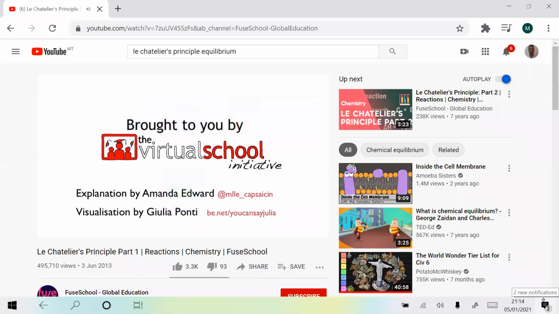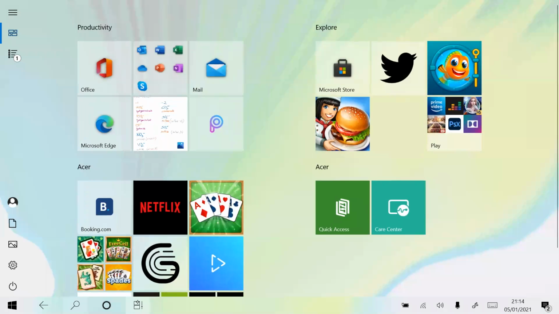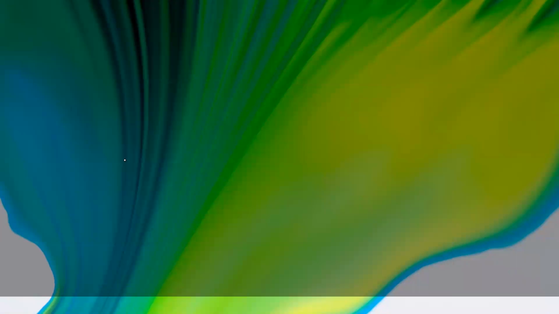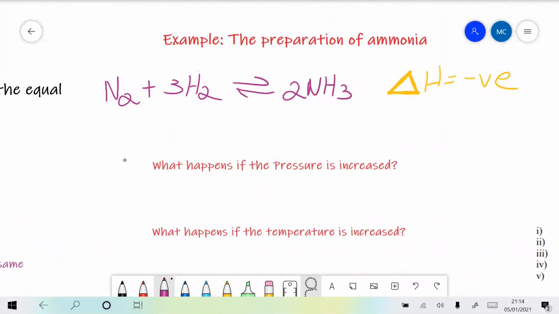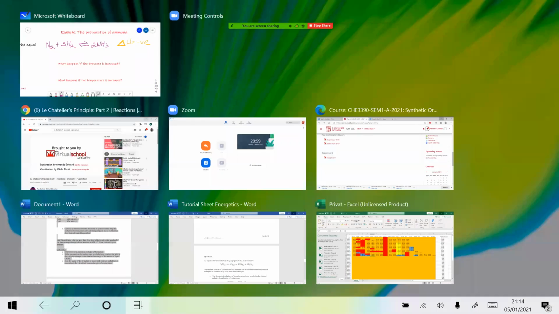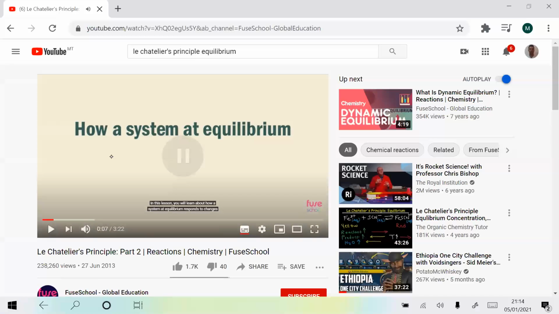So, after this video is done, then we are going to go back and discuss the equilibrium of the reactants. In this lesson, you will learn about how a system at equilibrium responds.